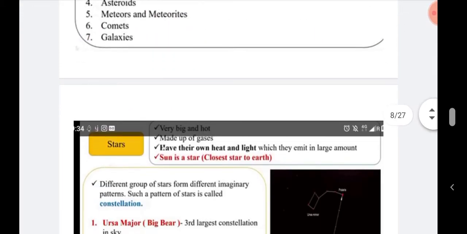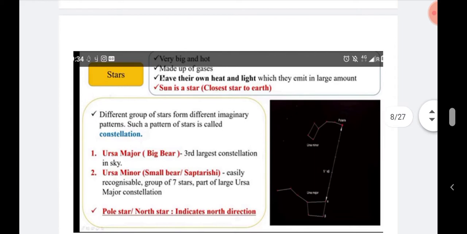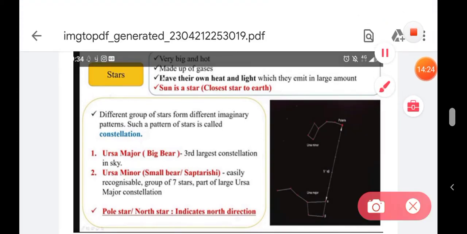Okay students, so first is star. So stars कैसे होते हैं? और so stars are very big and hot, made up of gases. गैस के बने होते हैं. ओके, एंड हैव देयर ओन हीट एंड लाइट विच दे एमिट इन लार्ज अमाउंट. इनके पास बहुत ज़्यादा खुद की हीट और लाइट होती है जो ये हम तक भेजते हैं.